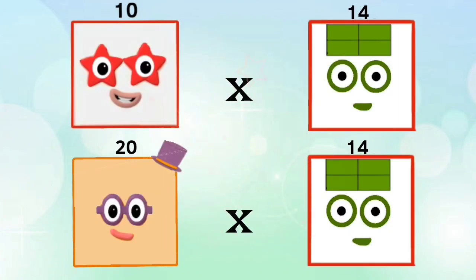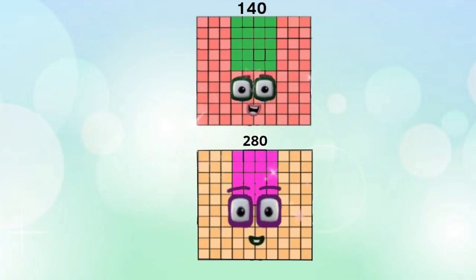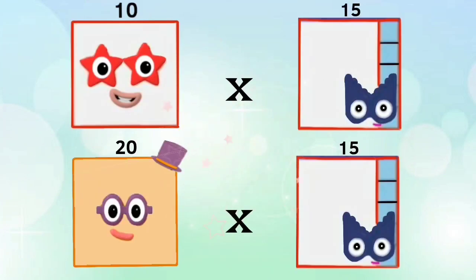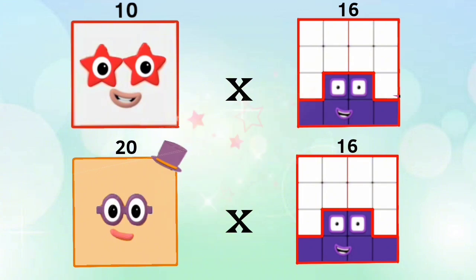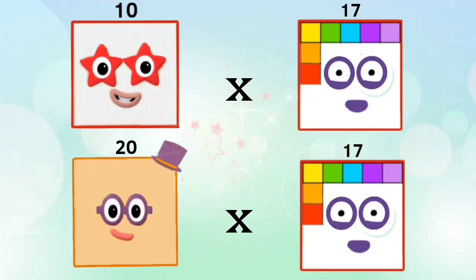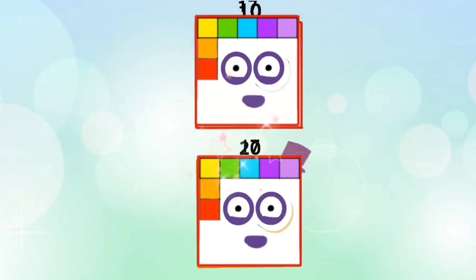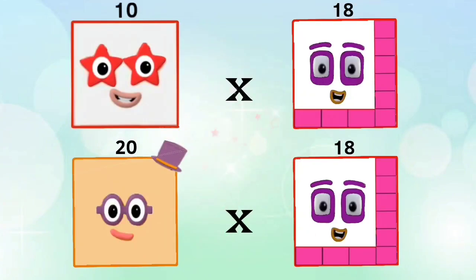10 and 20 times 14 equal 140 and 280. 10 and 20 times 15 equal 150 and 300. 10 and 20 times 16 equal 160 and 320. 10 and 20 times 17 equal 170 and 340. 10 and 20 times 18 equal 180 and 360.